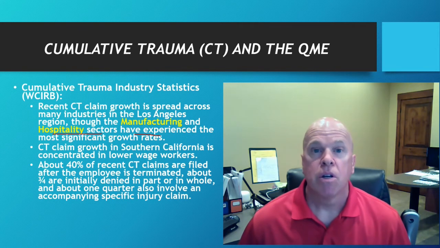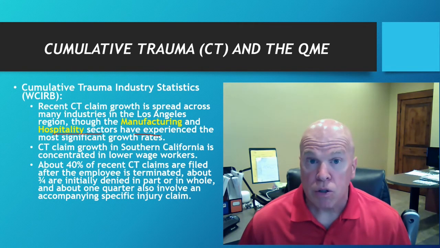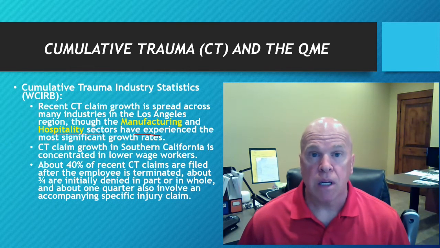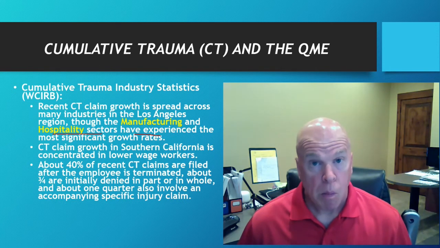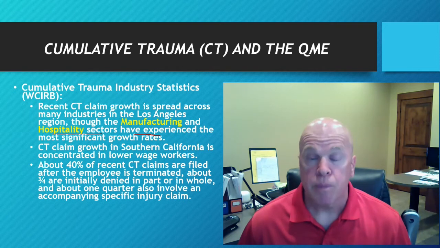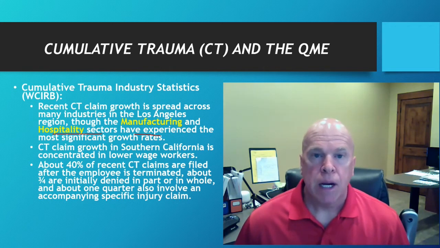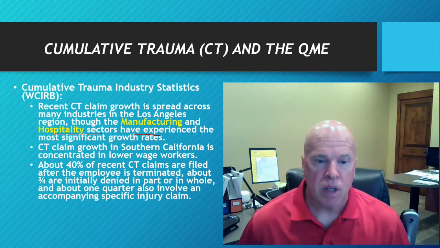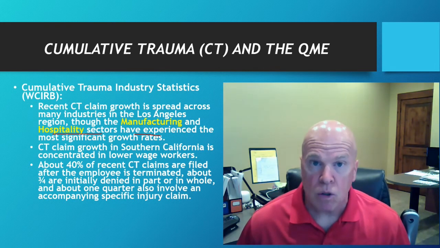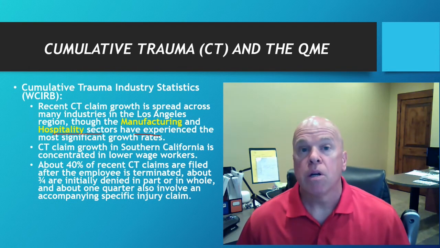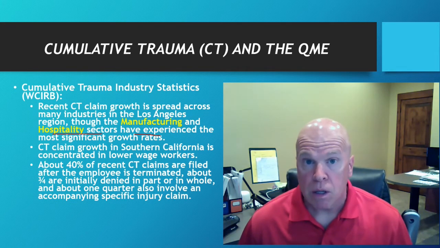It seems that lower wage earners, those that are earning less than $500 per week, are filing cumulative trauma injury claims more than workers that have higher average weekly wages. So it's the lower wage workers that are filing these claims. And about 40% of the recent cumulative trauma injury claims, these are filed after the employee is terminated. In other words, after the employer has either laid off or fired the employee.